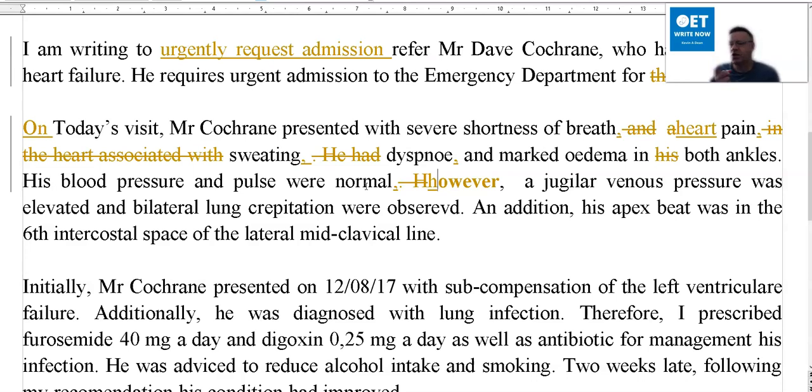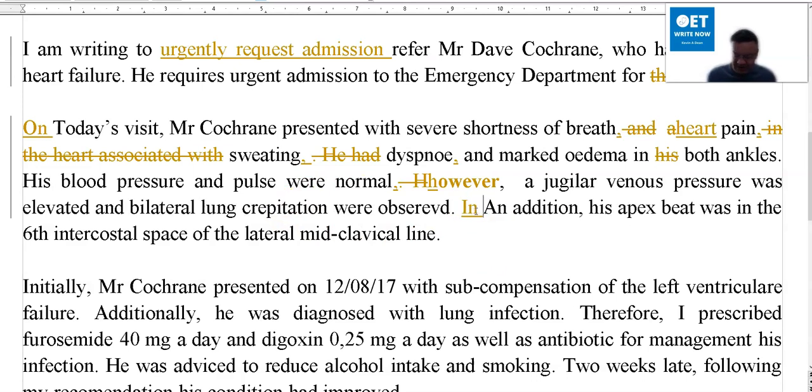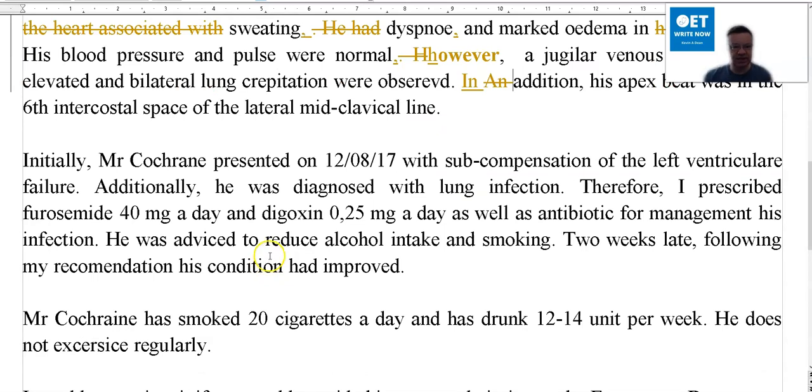However, indicating a contrast as a conjunction, you can simply have his blood pressure and pulse were normal. However, in contrast to that, a jugular venous pressure was elevated. In addition, or additionally, his apex beat was in the sixth intercostal space. Okay. Initially, Mr. Cochrane presented with decompensation. Additionally, he was diagnosed with a lung infection.